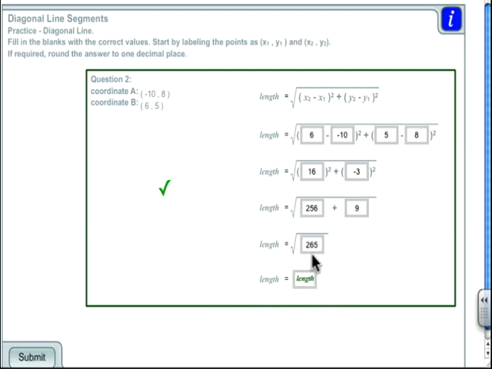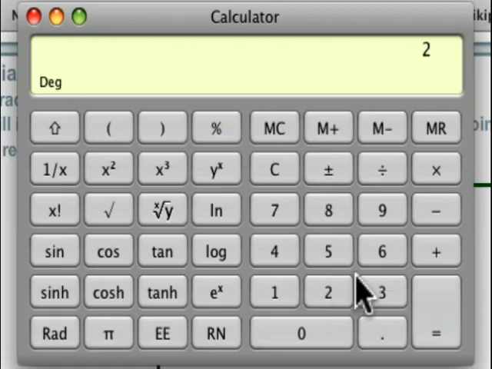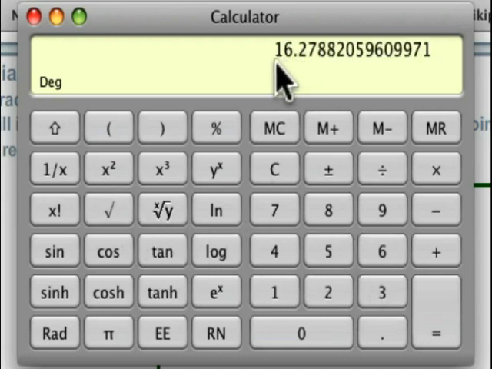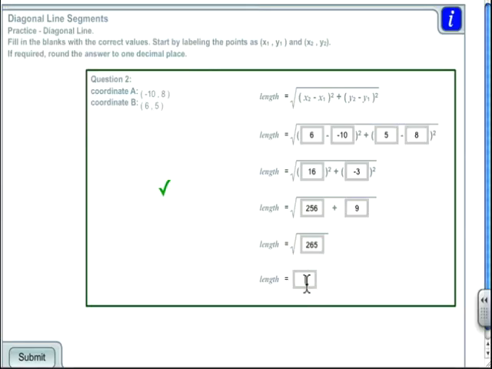Now we need to take the square root. Again, just type in 265 and press the square root key, giving us an answer of 16.2788. If we round to 1 decimal place, the 7 makes 2 go to 3, so our answer will be 16.3.